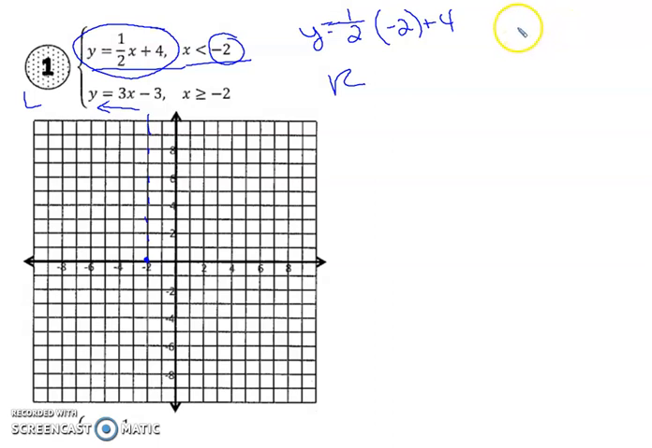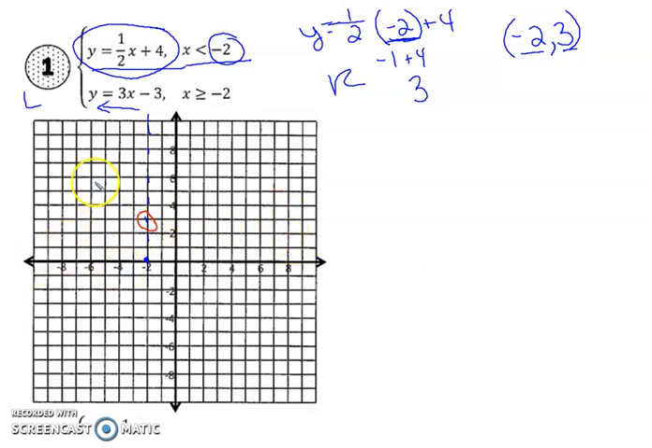So I'm going to have -1 plus 4, 3. So my ordered pair is, what was my x? -2. And my y was 3, because that's what happened when I plugged in the -2. I got 3 as the y. Okay? So then I go to this point, -2, 3. Is this an open circle or a closed circle? Open circle, because it does not have the line. Open circle.